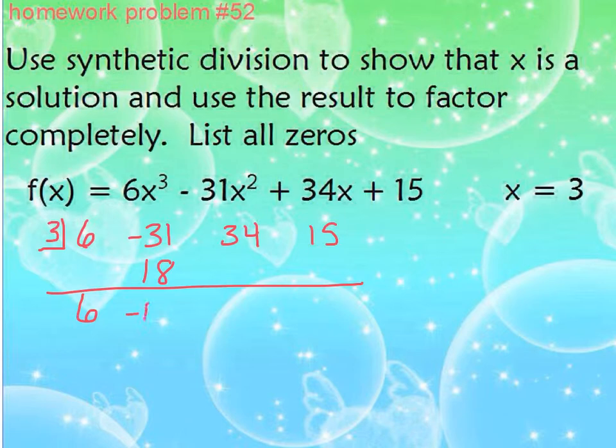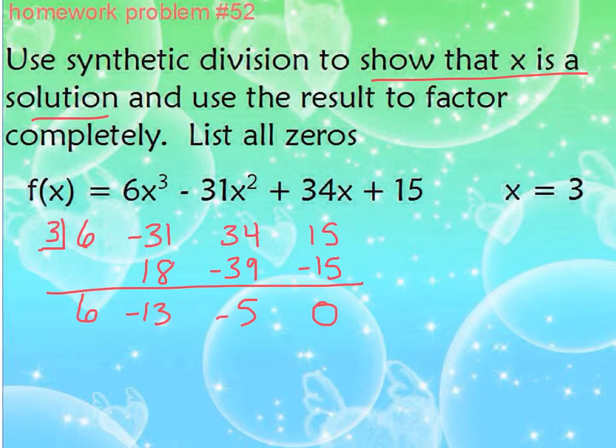I believe that's negative 13, so negative 39, negative 5. Oh, yep, that looks good. I got 0 for a remainder. So that's my proof. That's the first part. Show that 3 is a solution. Did it. Okay, it says use the result to factor it completely. Because remember that what this gets me then is 1 power less than what I started with. So this is going to be a 6x squared minus 13x minus 5. And this is my remainder.